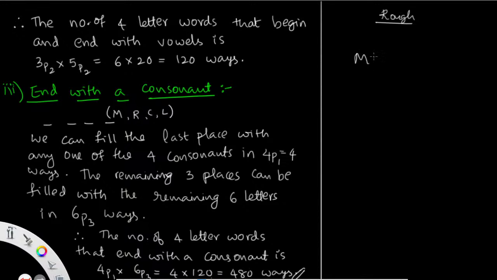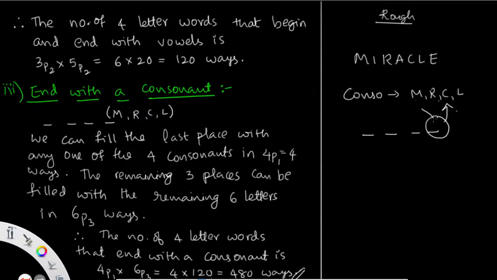Consonants in MIRACLE: how many vowels are there? 3 vowels. Remaining means consonants, that is M, R, C, L. To get a 4-letter word, this place must be filled with either M, R, C, or L.